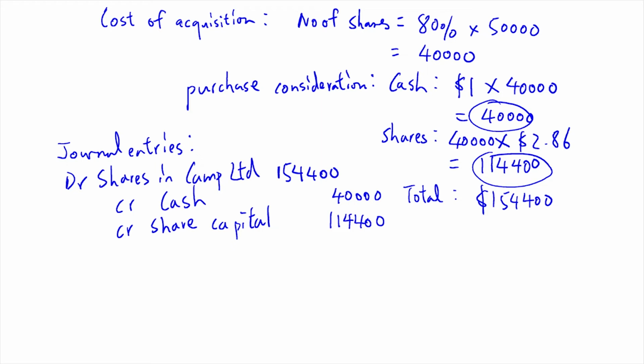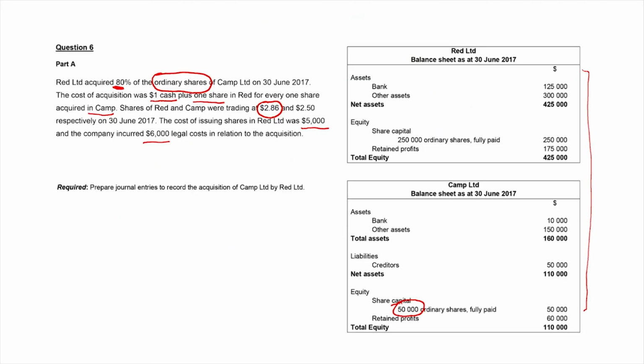And then if you go back to the first page, you can see that we also got $5,000 of cost of issuing shares and $6,000 of legal costs. And according to WSB 3, we need to distinguish these two different kind of costs. With the cost that is directly related to the share issue only, we want to offset the capital directly. On the other hand, any cost that is in relation to the acquisition, in this case we got a legal cost, we want to recognize that as a separate expense.